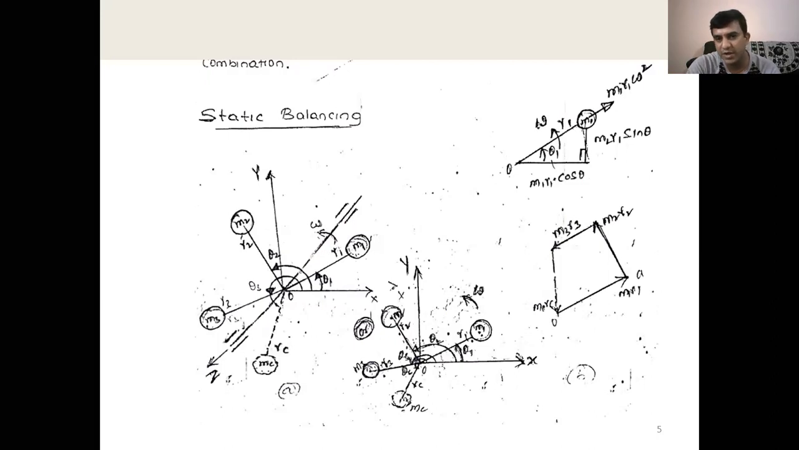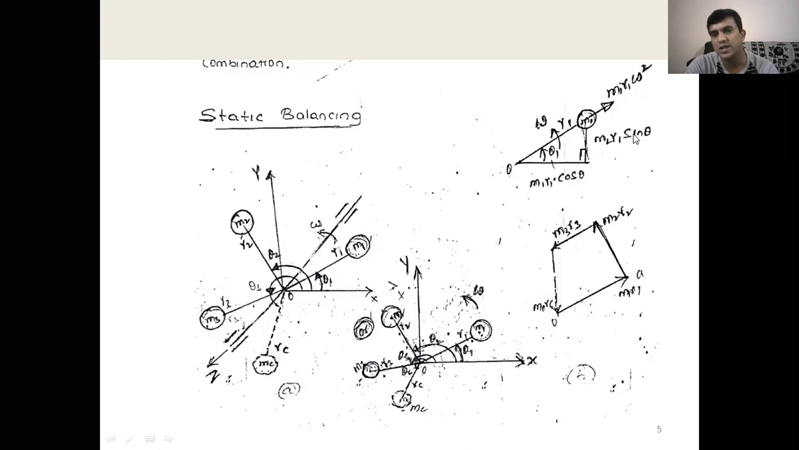Now you can see, for each mass, for mass 1, what is the centrifugal force? Fc1 is equal to m1 r1 omega square, a force acting radially outward. Now resolve that force into two components, one horizontal and another vertical. For the horizontal, the cos theta trigonometry term will come; for the vertical component, sin theta will come.